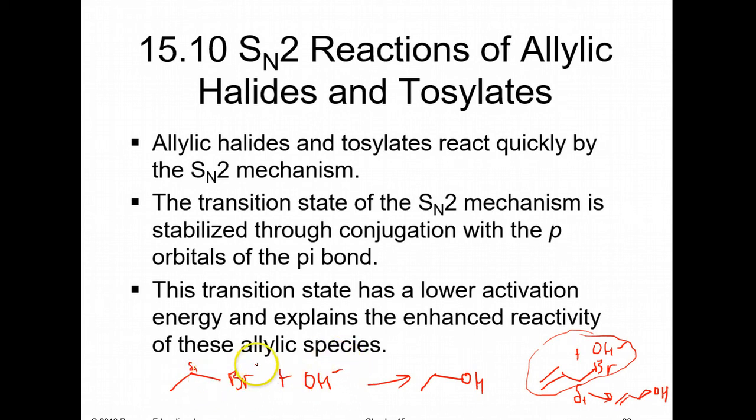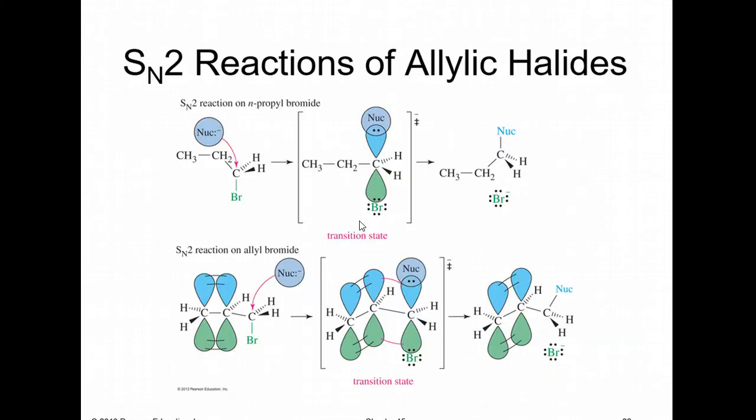So if you had both these things mixed together, your hydroxide would most likely go and attack here because you have a much more partial positive charge on that allylic. All right, so SN2s occur the same way, backside attack, but much faster on the allylic molecules. Okay, the transition state of the SN2 mechanism is stabilized through conjugation with the p orbitals. This transition state has a lower activation energy. Remember, lowest activation energy means faster. All right, and explains the enhanced reactivity of these allylic species. So basically what I talked about.